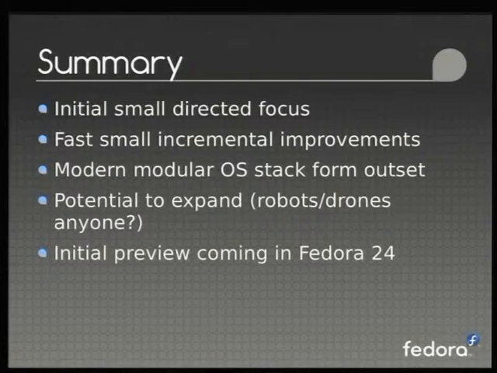So in summary, the plan is to start small with a very focused feature set, very focused device set, fast, small, incremental improvements to that, built purely on atomic, so no DNF install of various functionality. I think this is the right way to go, especially for IoT-based devices. We then have the potential to expand out from there.